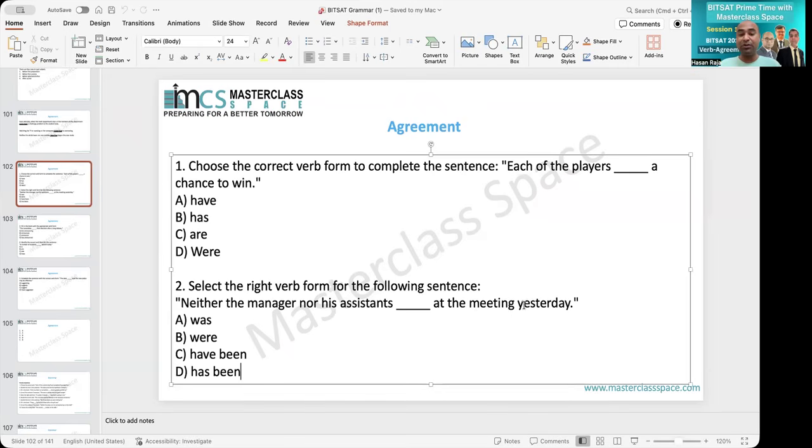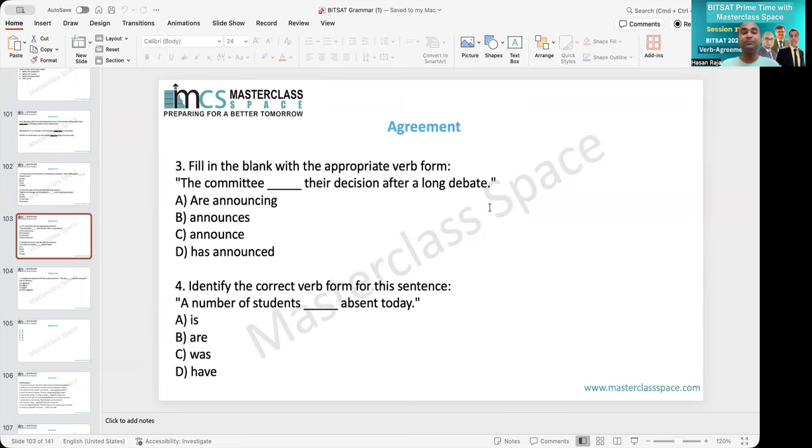So it is talking about yesterday, right? So yesterday means "were." So the sentence will be "Neither the manager nor his assistants were at the meeting yesterday." "Have been" means a past to present connection, and therefore again B is the answer.